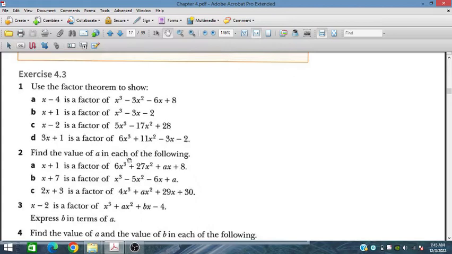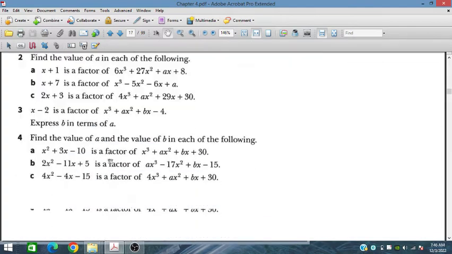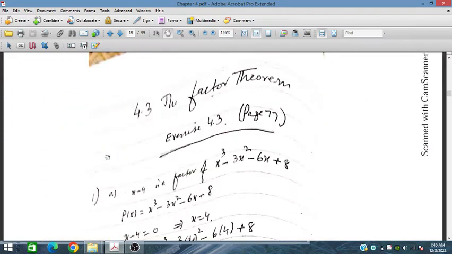Similarly for this one, the same approach, and we have to obtain some values. So we will cover this exercise one by one. So let's start with factor theorem and exercise 4.3.